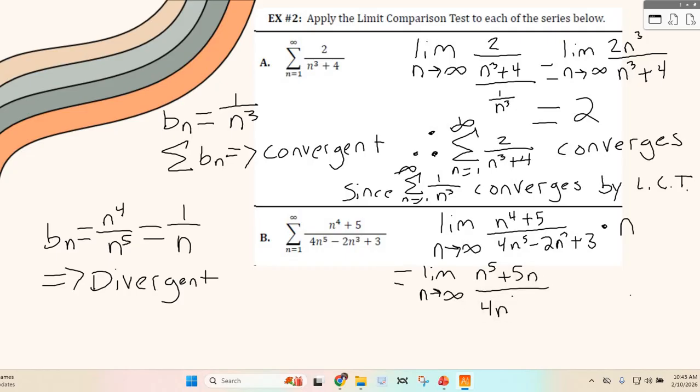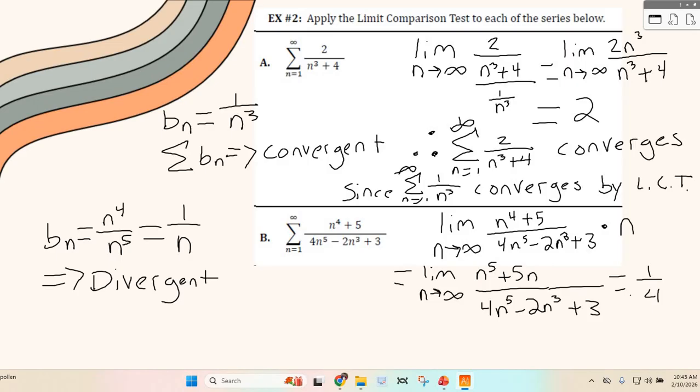So again, we now have an infinite limit, so we can either think about dividing everything out if we wanted to do it algebraically, but hopefully we notice that now that my exponents are the same, it's just going to equal my leading coefficients. Agreed? Yeah, so what do we get? 1/4. Is 1/4 a number? Yes. Okay. So will it converge or diverge then?